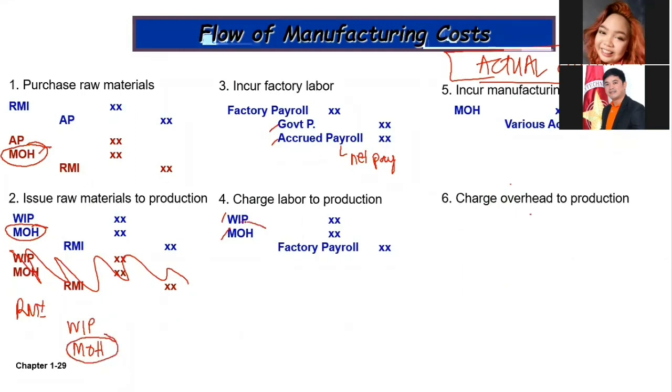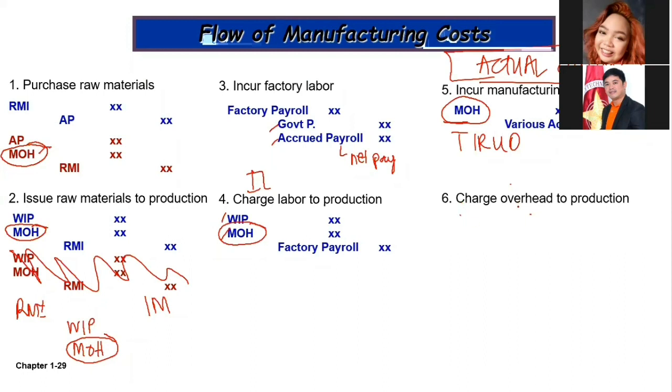Saan pa may overhead? Ito pa isang overhead. Sa number 5, nandito yung T-root. We have the IL sa number 4. We have the IM sa number 2. So in other words, we will just get the total amount of overhead na na-debit minus all the overhead na na-credit natin and charge to production.